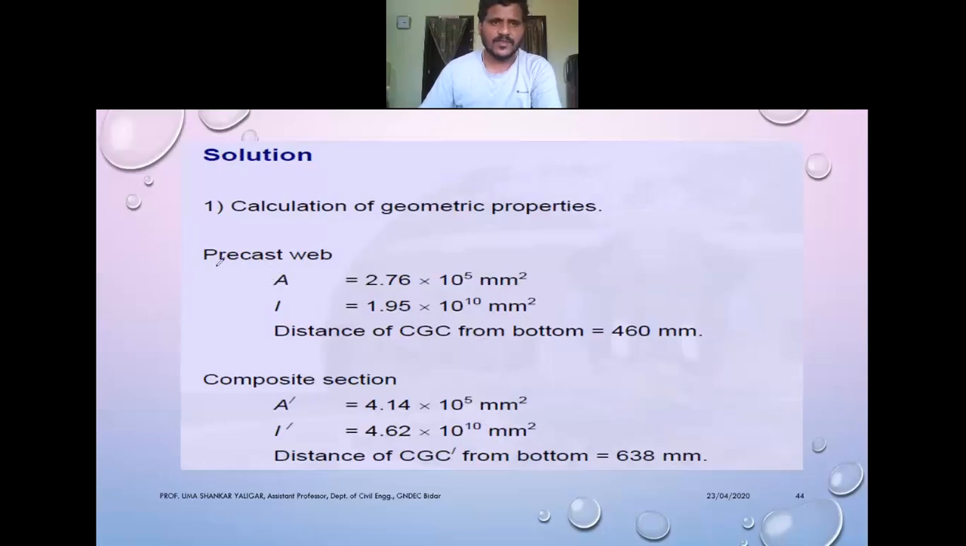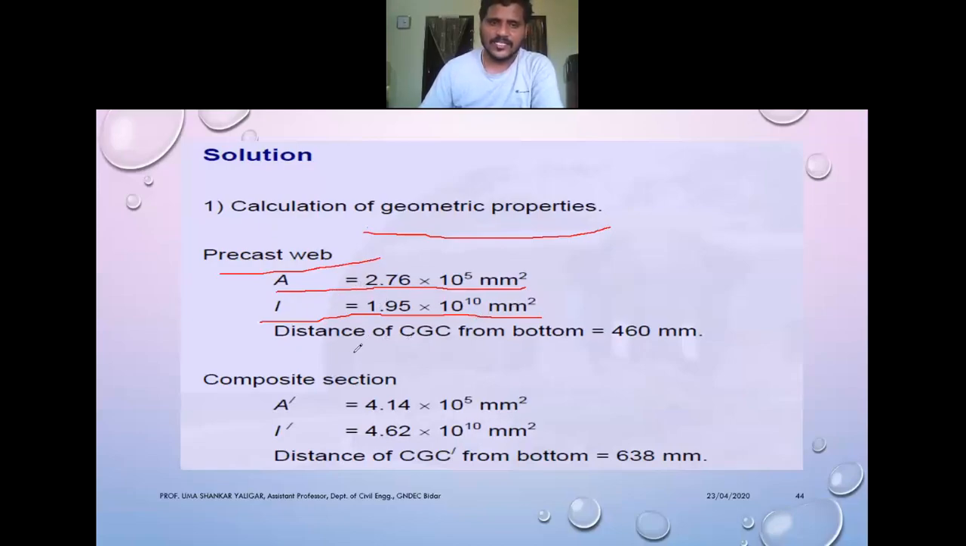Initially we need to calculate the geometric properties for the precast web. Only for the web, calculate the area and calculate the I value. Area is equal to bw into the depth. bw is 300, depth is 920. You multiply that and you will get this area. I means bd cube by 12, that is 300 into 920 cube by 12, and you will get this answer.